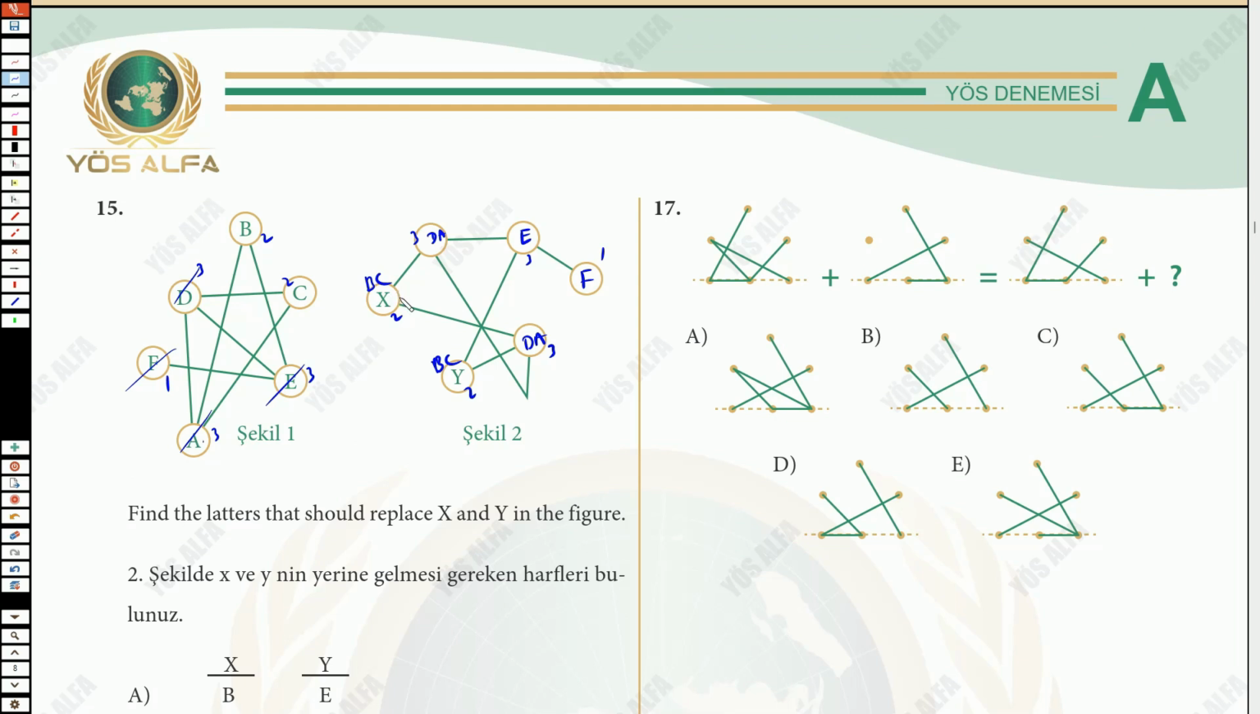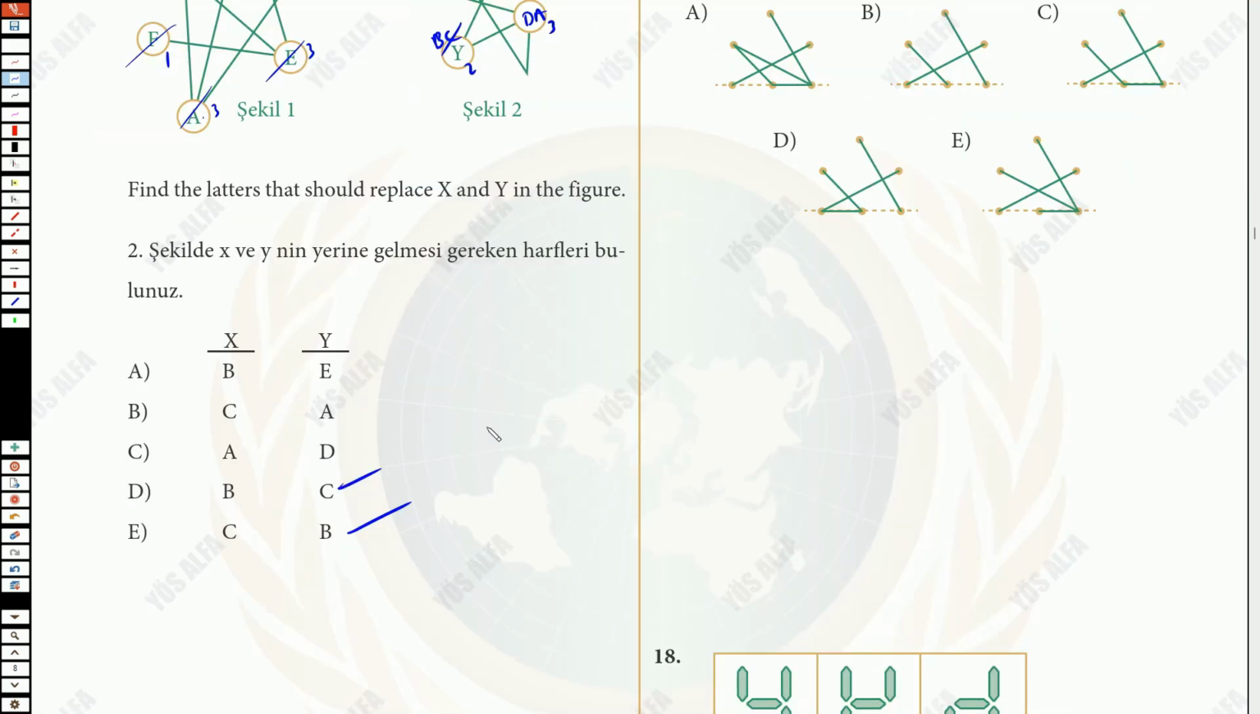Okay, between X and Y, only Y is connected with E. So the one that is connected with E must be what? Connecting with E must be B. So this is B. So that has to be C. So XY is C, B. The correct answer is E.